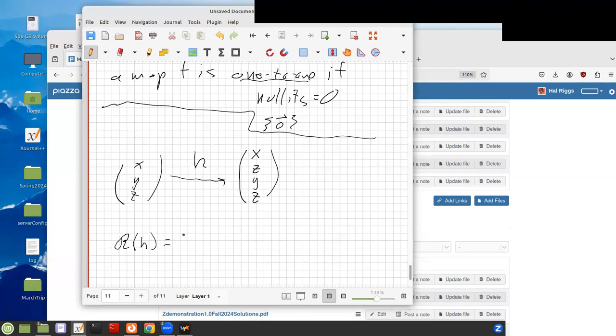The range space of H equals... you have to write the curly brace because it's a set, right? Then a vector symbol. What do I write here? X, Z, Y, Z... where X, Y, Z are real numbers.